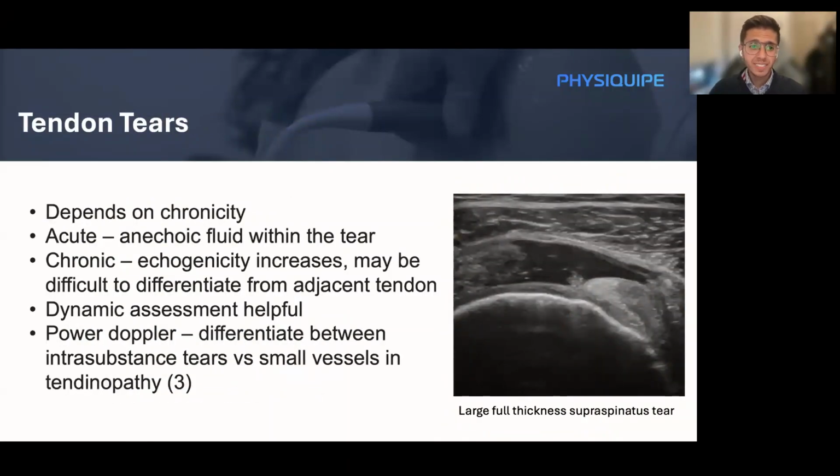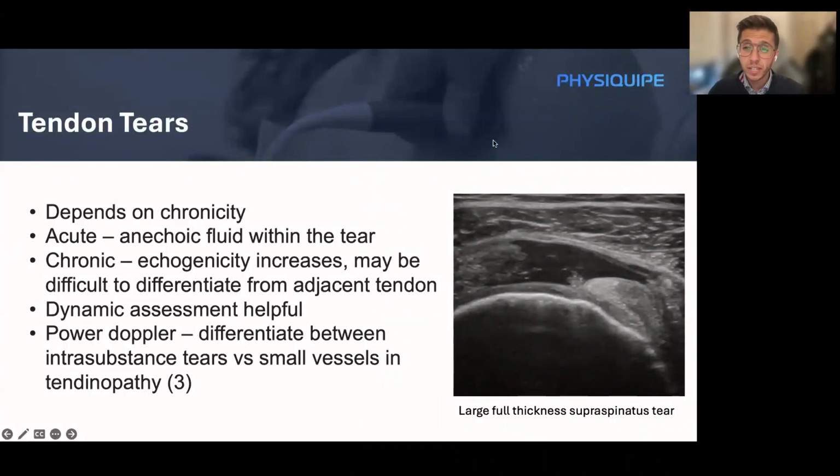So let's focus on tears to start with. Now, tears on the ultrasound can really depend on the chronicity. So in an acute tear, as you can see here on the image, of a large full thickness supraspinatus tear, and you can see the free edge just on the right-hand side of the screen, you can see this anechoic fluid that develops within the tear, and you can see this pretty acutely in the first day or two on ultrasound, depending on, of course, how quickly you're seeing the patient. Over time, often that fluid starts to disappear and you get an increase in echogenicity. Those of you familiar with ultrasound will have heard of that term, but essentially it's whitening of that area that doesn't become as dark and sometimes can be difficult to differentiate from the tendon to the side.